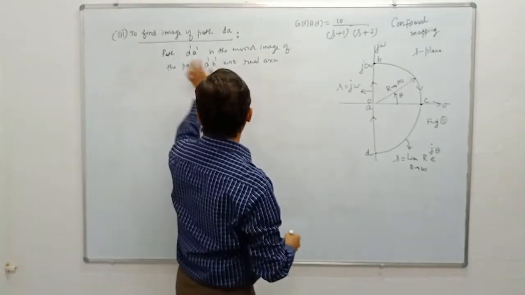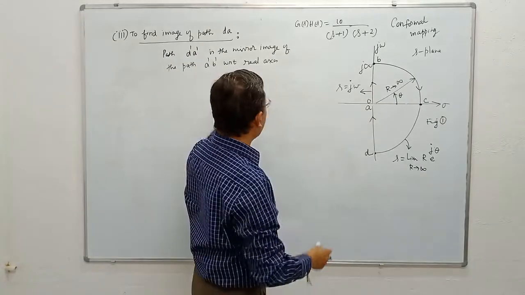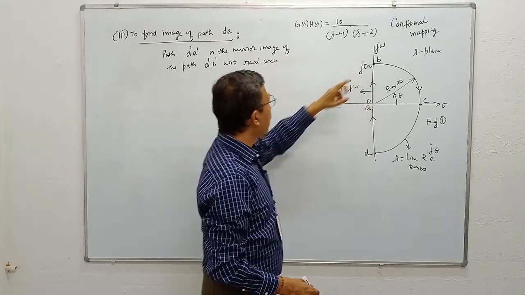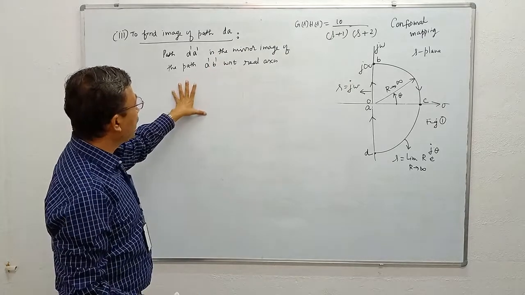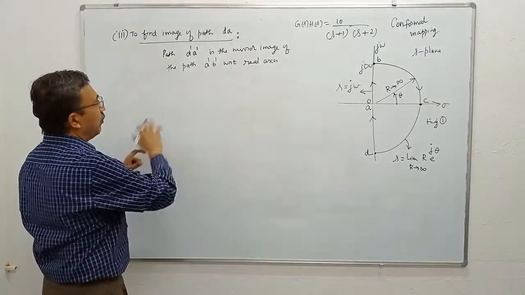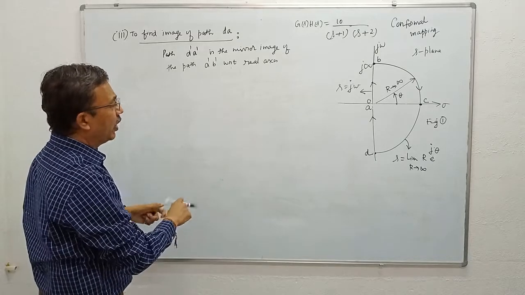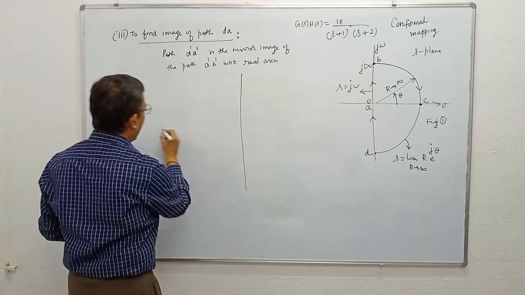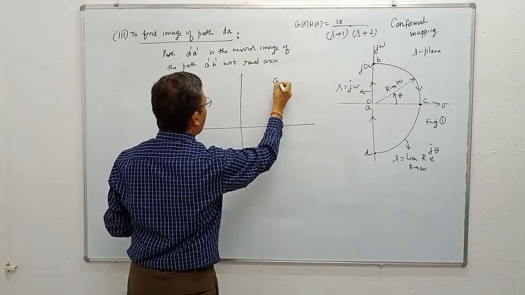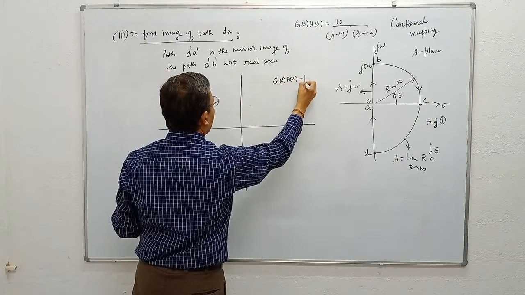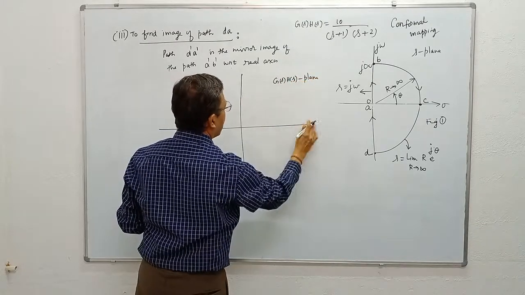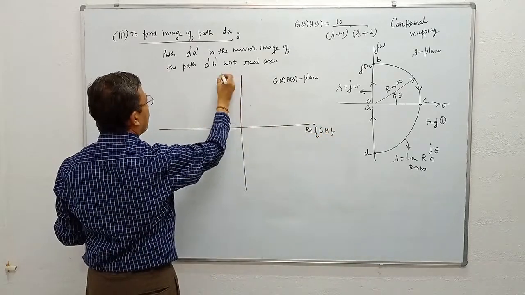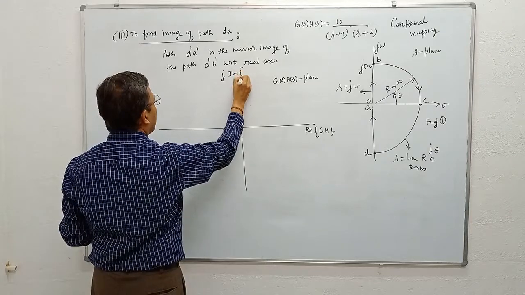See, what is D dash A dash? D dash A dash is the image of path DA. What is A dash B dash? Image of path AB. These two images are mirror images of each other with respect to the real axis. Now, every image of every section I will combine and draw a diagram called the Nyquist diagram. Again repeat. G of S H of S plane is a complex plane having real axis real of GH, imaginary axis j times imaginary GH.